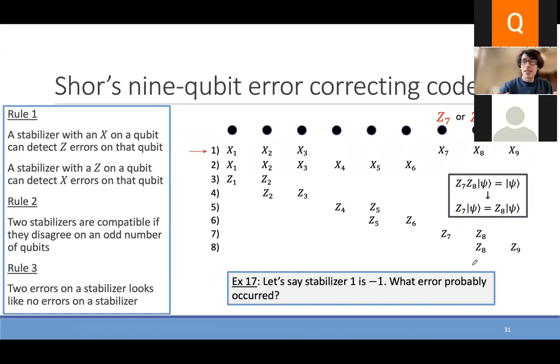Z7 acting on a state is equivalent to Z8 acting on the state, as long as that state was originally one of our code states. It's not true for every state, obviously, but our code states, the states that we're using to store our information, have Z7 equal to Z8 on them. That's the important point.